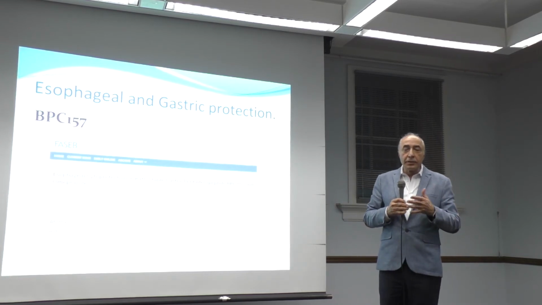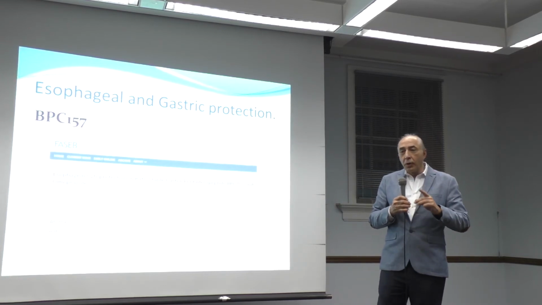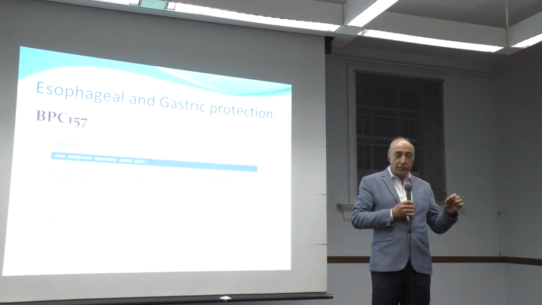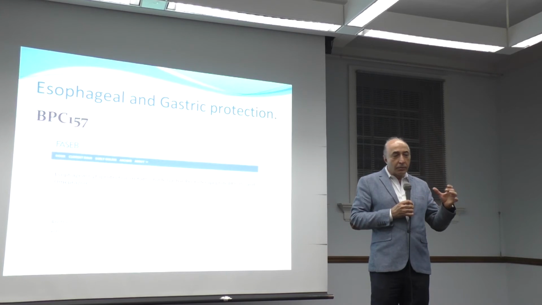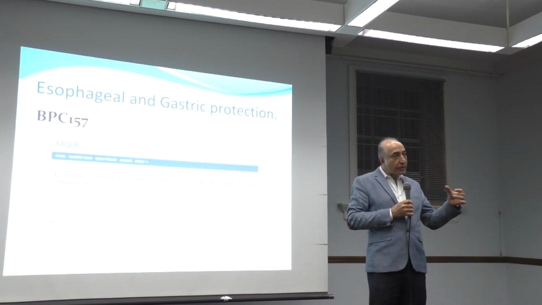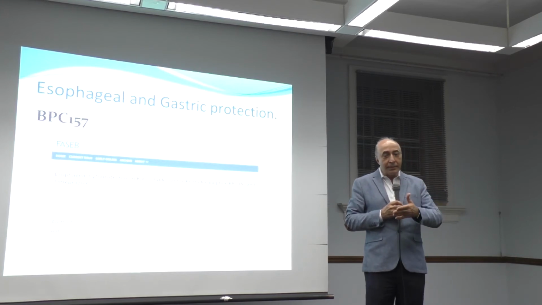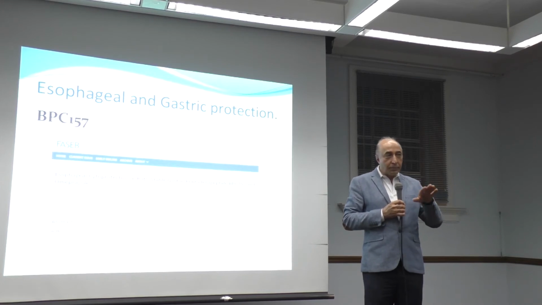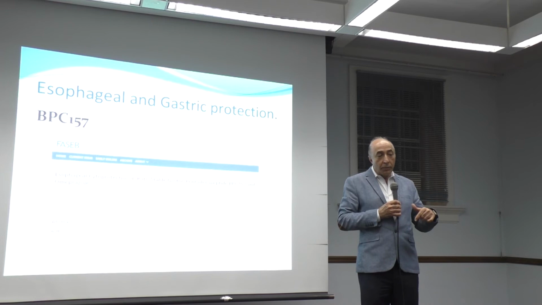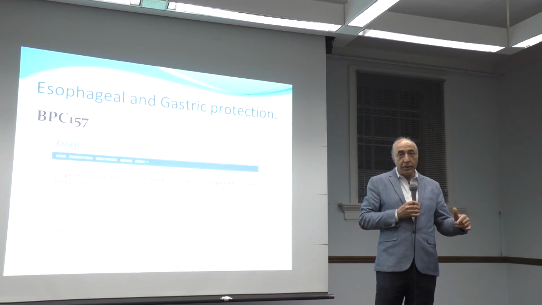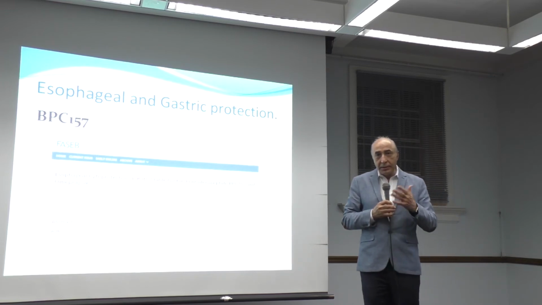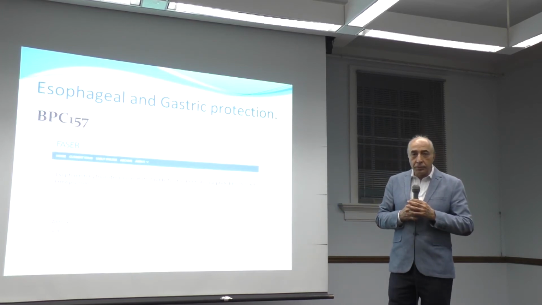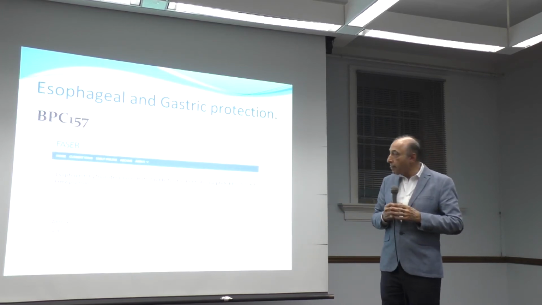Do I have data for this? No. But we did find one article from 1990. I had to order this article through the library. What Sikiric did was, they took two strips of the esophagus, and one of them they put acid on, and the other one they put acid on, but they also provided BPC-157. And the one with the BPC had no damage compared to the other one. It's a limited animal study, but I still found it to be very, very interesting.